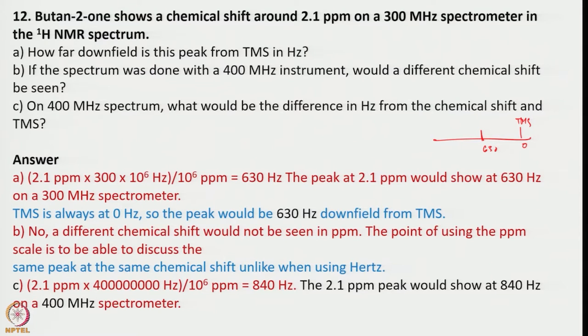Simply multiply 2.1 ppm with 400, and you get 840 hertz. So on a 400 megahertz instrument, the chemical shift will appear at 840 hertz. And again, if you divide 840 hertz by 400, you get back your 2.1. This itself shows how chemical shift when measured in ppm is independent of magnetic field strength. So just to show this fact, I have taken this example here.